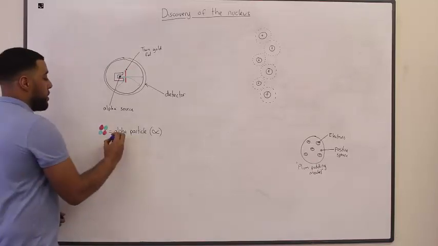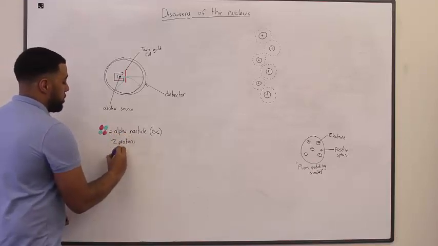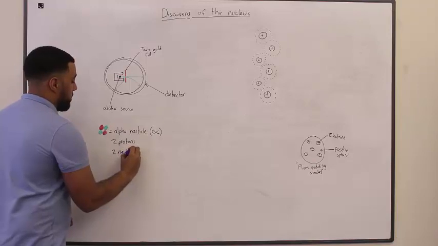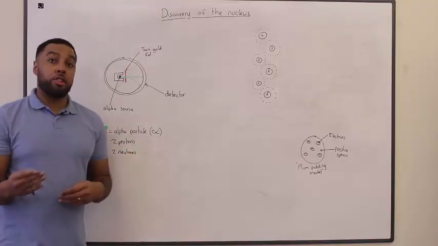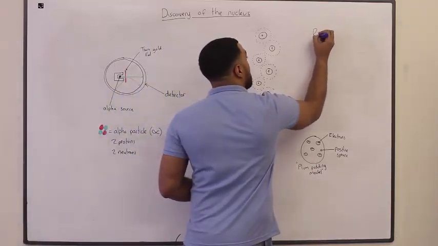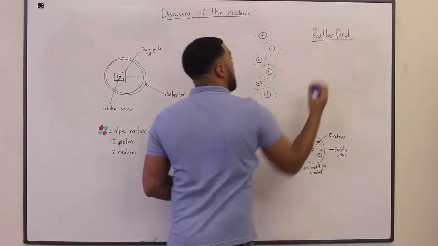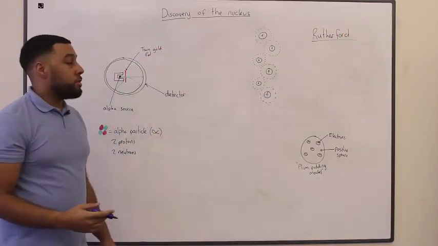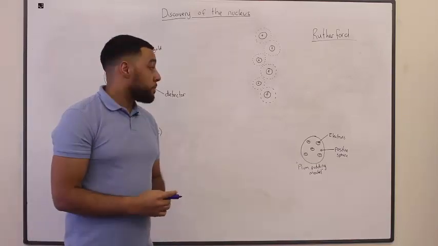Alpha particles are made up of 2 protons and 2 neutrons. This means that an alpha particle has a positive charge. Now, the famous scientist Rutherford, he used these alpha particles to discover the nucleus.